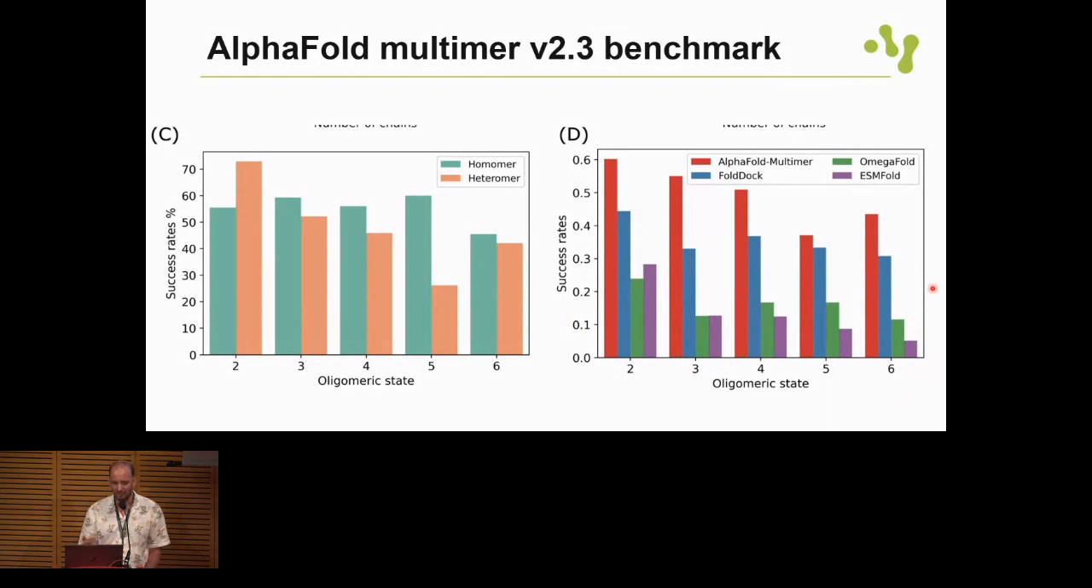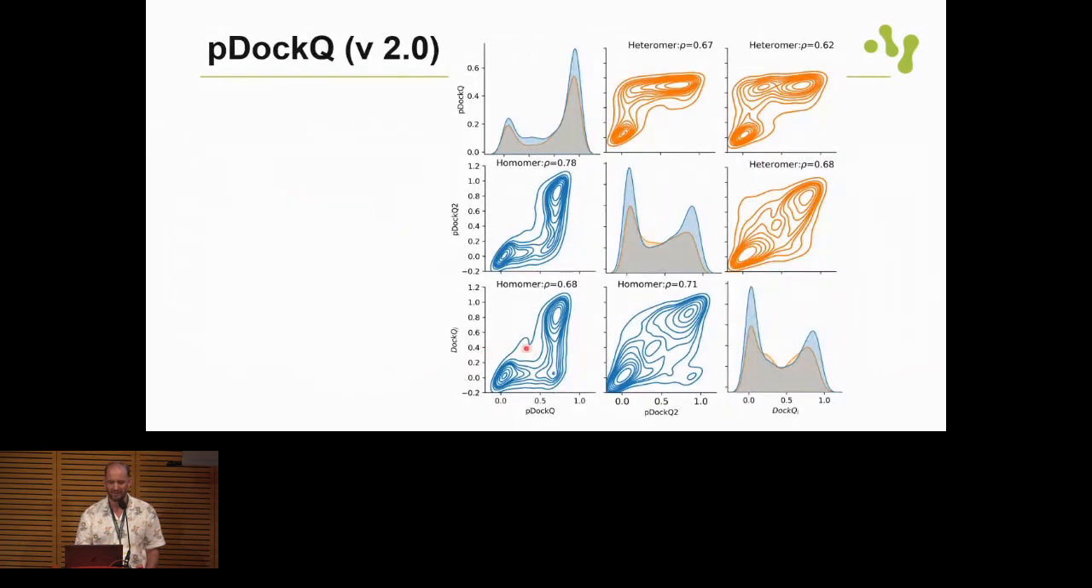We also noticed that this pDockQ was not very good for AlphaFold multimer. You have a problem that you have quite a lot of false positives, so you have high scoring models. So we developed version 2 of it, which is using the PAEs from AlphaFold multimer. We need to use them, otherwise it doesn't work. We do that, and you have not much higher correlation, but much smoother distributions. It's clearly better, and it works both for homomers and heteromers.